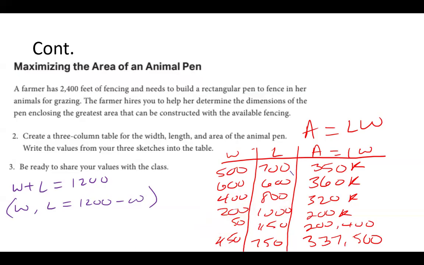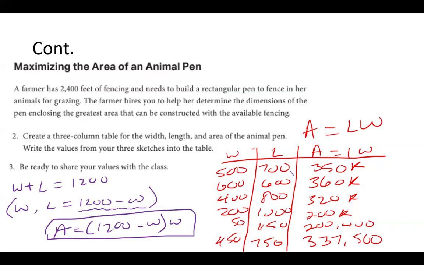So if I wanted to build, without a calculator, a formula using the fact that I know area equals length times width, could I create a rule for that? Yes, because I can substitute my length with 1200 minus W. So for area, instead of L, we would have 1200 minus W times W. And this would be our area formula. So no matter what the width is, we can then determine which value would be our outcome of our area, right?